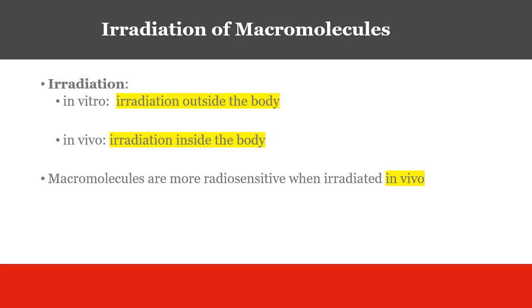So macromolecules are more radiosensitive when you x-ray them while they're in somebody than when they're sitting on a table, for example a biopsy tissue specimen sitting on a table. There's going to be more radiation damage, or more effects, inside the person than in that tissue sample lying on a table with no oxygen.